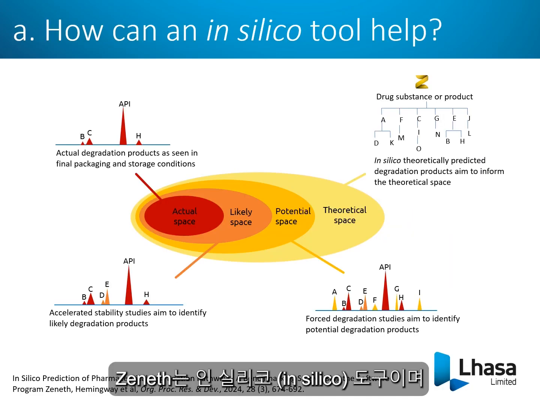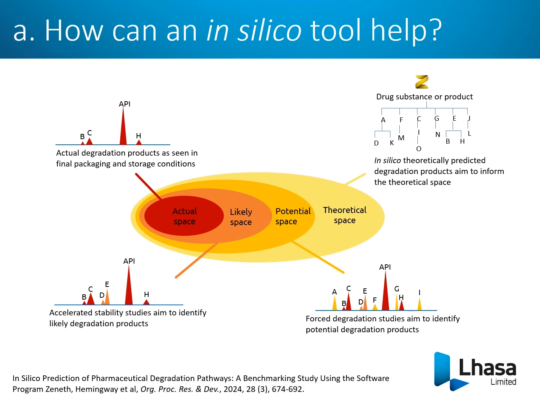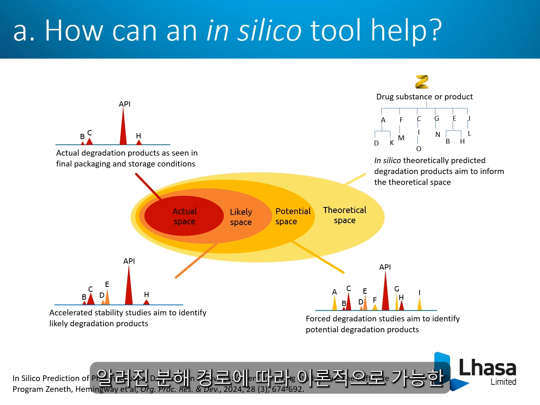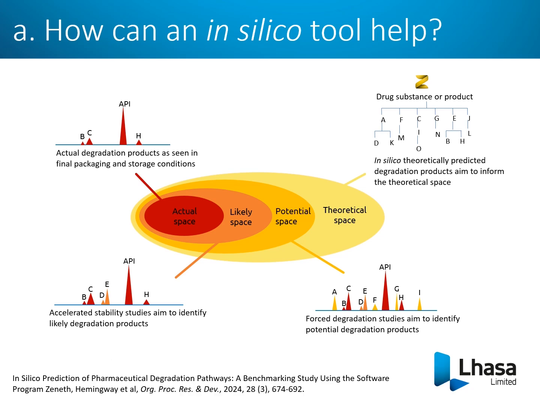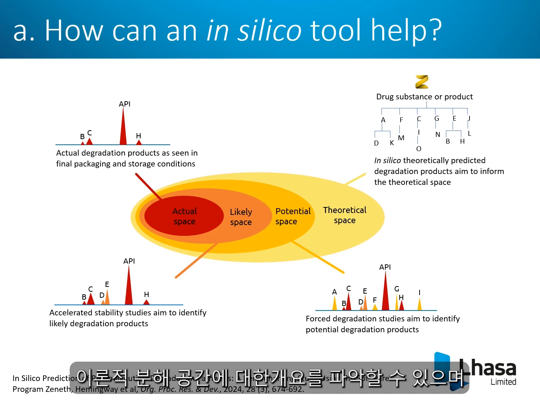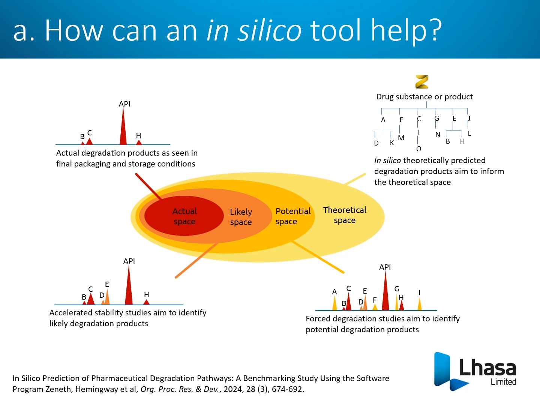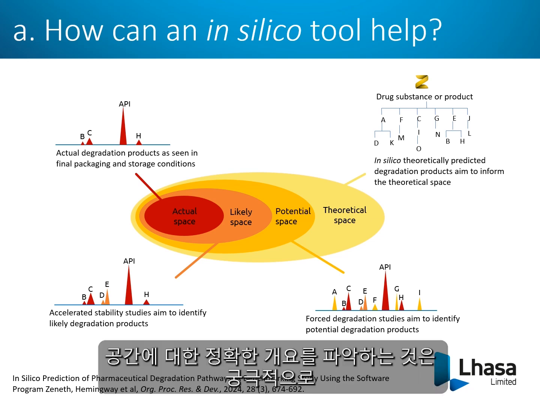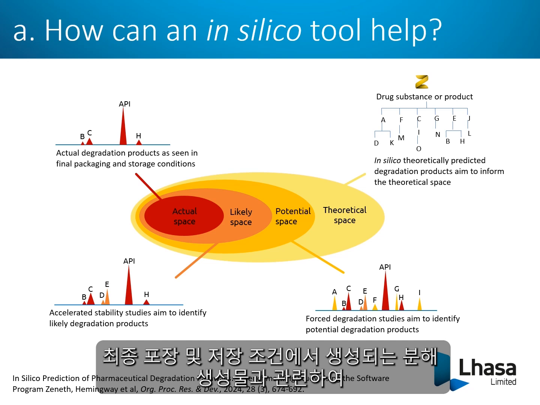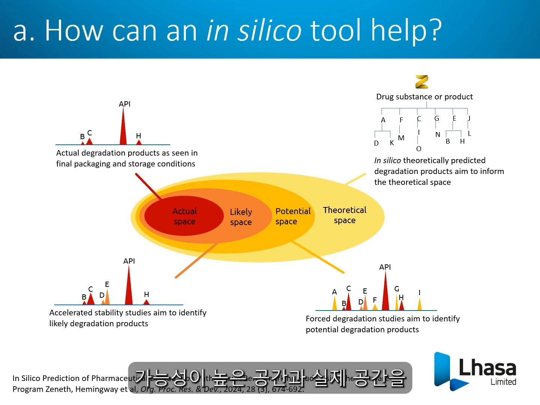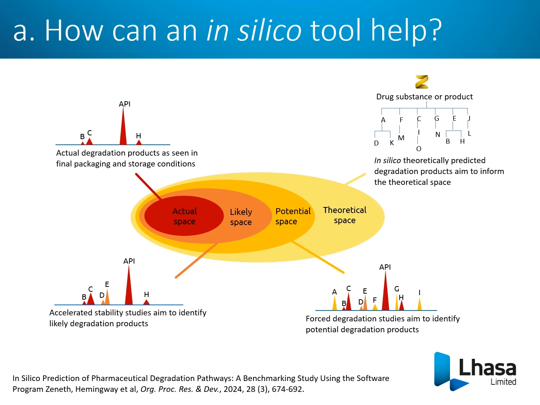Zeneth is an in silico tool which can be used to predict what degradation is theoretically possible for a given chemical structure based on known degradation pathways. This will provide an overview of the theoretical degradation space for that compound, and therefore having this extra knowledge can support and aid decision making when undertaking forced degradation studies. Having a good overview of this potential space can ultimately aid understanding of the likely and actual spaces with respect to degradation products formed in final packaging and storage conditions.